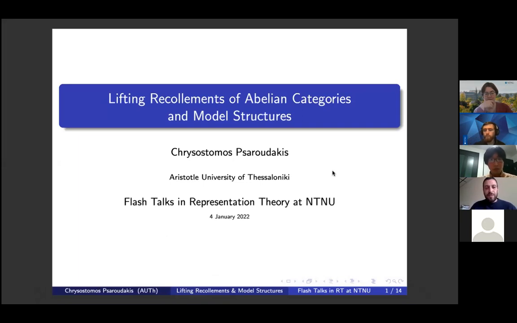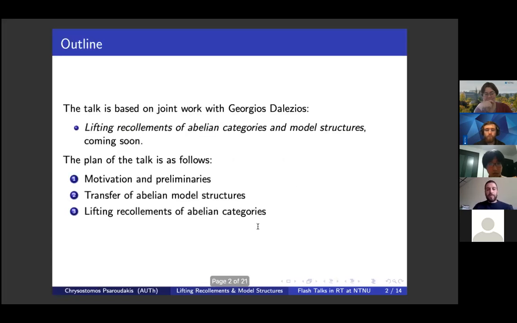Okay, so today I will talk about lifting recollements of abelian categories, and we will use model structures for this. This is joint work with Georgios Dalezios, and there should be a paper on arXiv soon.